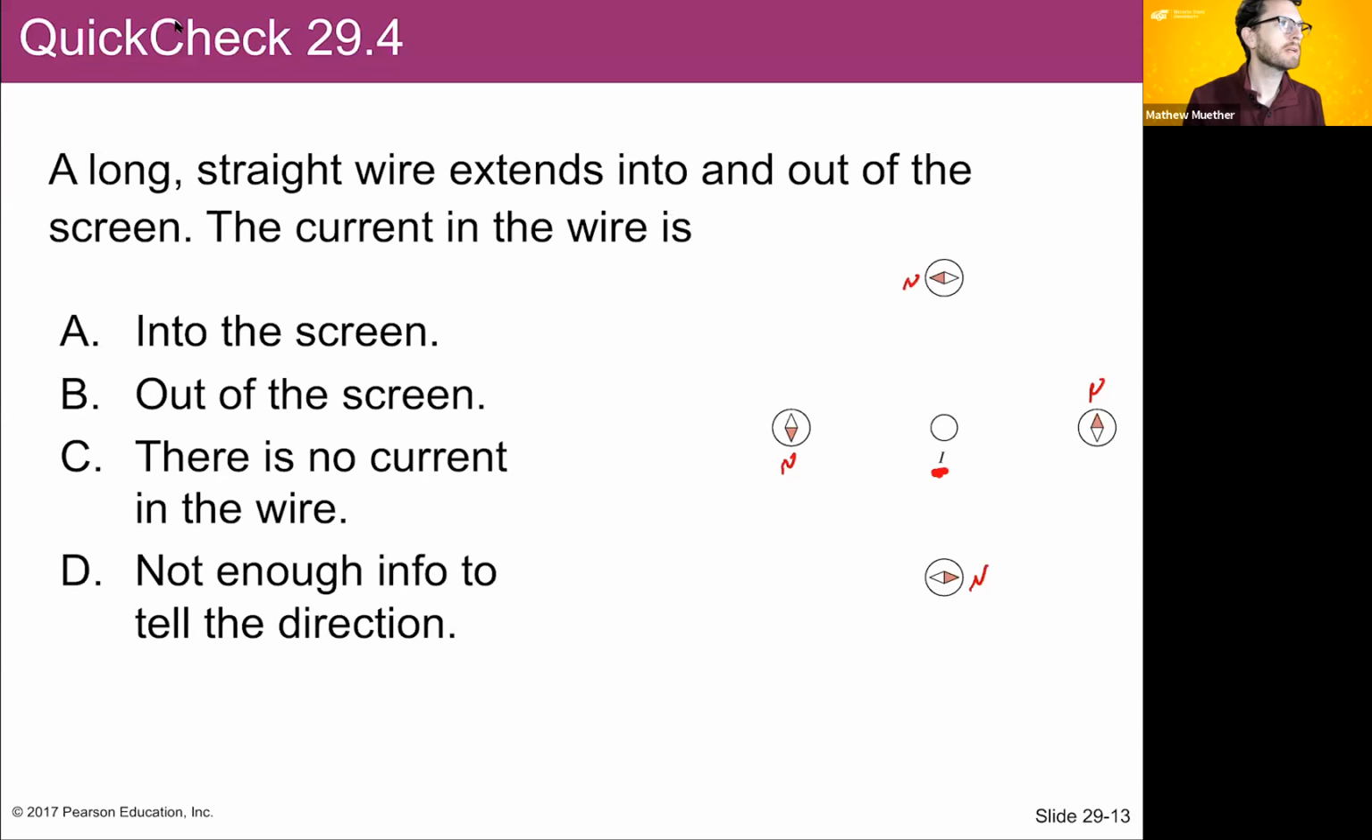Okay, I'm going to go ahead and end the poll. So most of you selected out of the screen. Let's check that. How are we going to do that? We can use our right-hand rule. Let's just pick one of the compass needles.